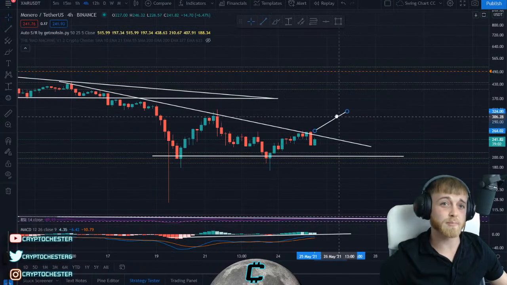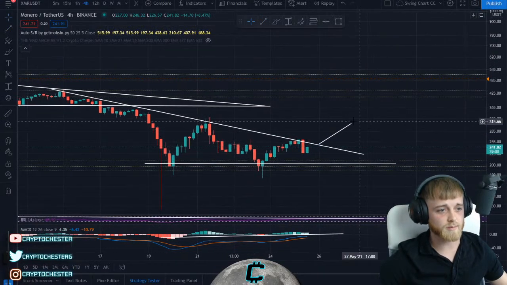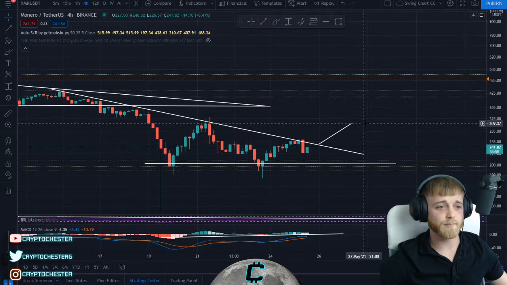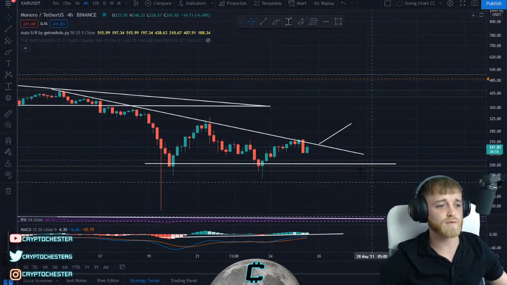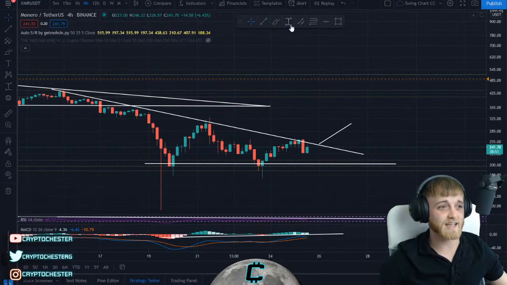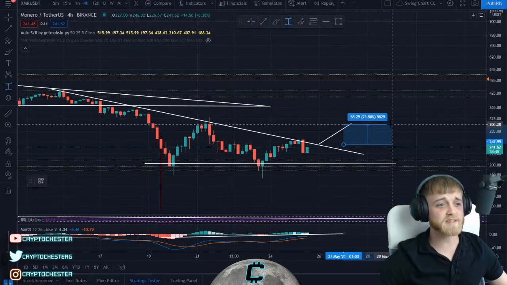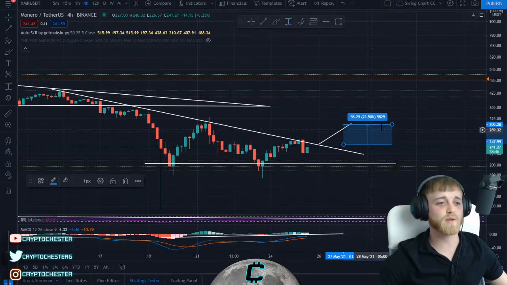Obviously, on the predication of where we're going to break here, in terms of a measure move to the upside, we could be looking at something like that, a measure move completion at around 309 there, depending on where we're going to break on this downward sloping resistance line on the top side of this descending triangle here. In terms of a percent for that trade, we're looking at around a 23% trade, something along those lines.